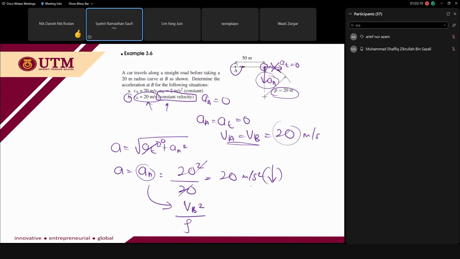Yes, sir. Okay. So for question A, because we have acceleration, it means that the velocity at A and B should be different due to this acceleration of 2 meter per second squared. Because of this acceleration, the velocity will increase from A to B. Okay, 2 meter per second squared.